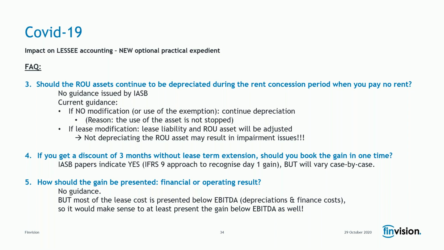How should the gain then be presented, in financial or operating results? Also there is no real guidance in the IASB amended standards. But what we see is that most of the lease cost is presented below EBITDA, like the depreciation on the right of use asset and the finance costs. So it would make sense to present the gain also below EBITDA. But there's no guidance, and if you have good reason to do it differently, then it's also possible.